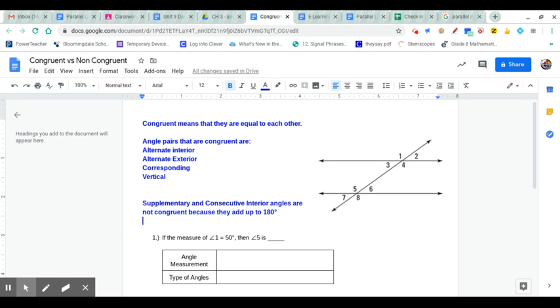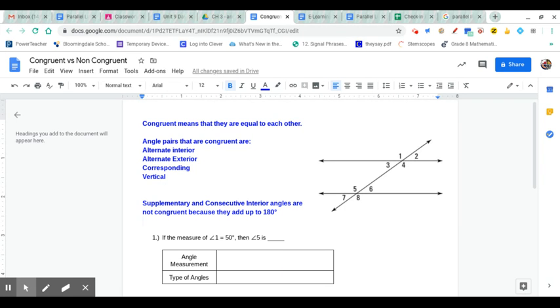So angle pairs that are congruent are going to be the alternate interior, alternate exterior, corresponding, and vertical. So that means if you figure out one of the angles and you figure out it's that pair of angles, then it's going to be equal to the same degree. So for example, in the last worksheet we did where it was 75 degrees, if they were alternate interior angles, that angle is also going to be 75 degrees.